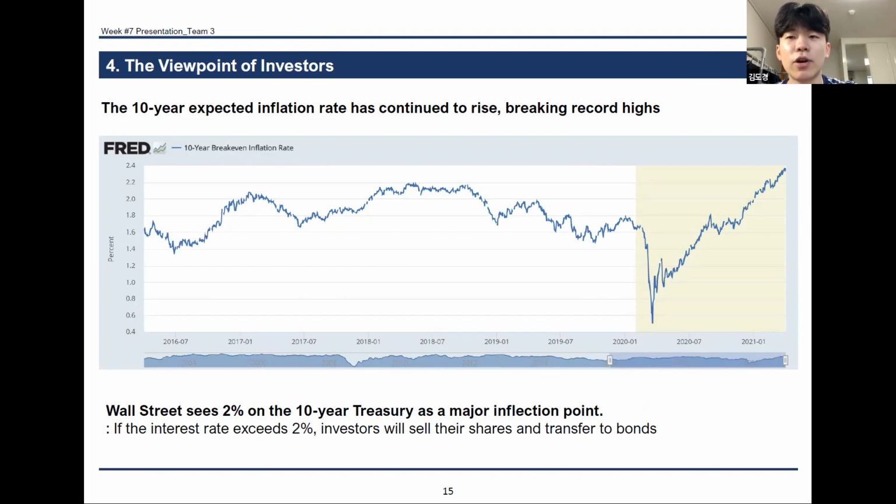Although the Fed reaffirmed its policy to maintain low interest rates for a long time, anxiety in the bond market continues. Contrary to the Fed's pledge, there are widespread concerns that prices will continue to rise. Wall Street sees 2% on the 10-year Treasury as a major inflection point. In other words, if the interest rate exceeds 2%, it is expected that there will be a substitution effect that increases the possibility that major institutional investors will sell their shares and transfer to bonds. In that case, the stock price adjustment is expected to be inevitable.